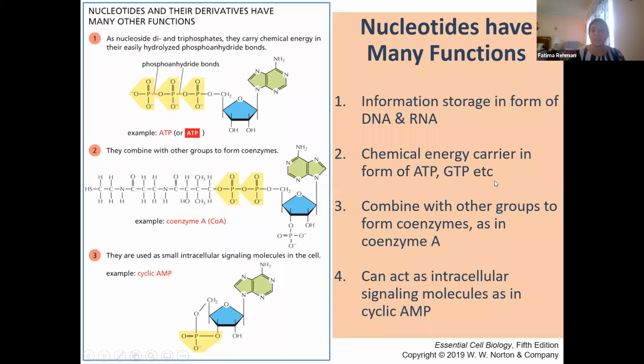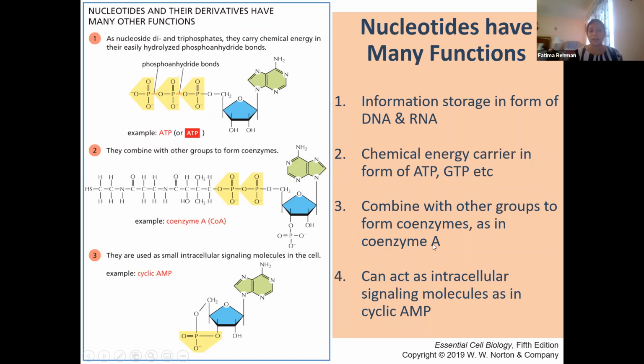It can be used as an energy carrier in the form of ATP and GTP, which have the triphosphate that can be broken down. These individual bonds can be broken down to release energy through hydrolysis of this molecule.